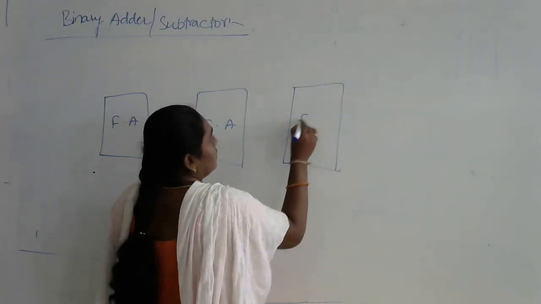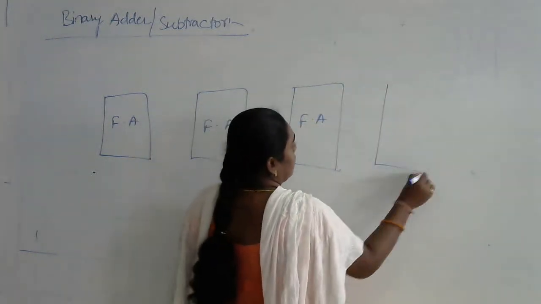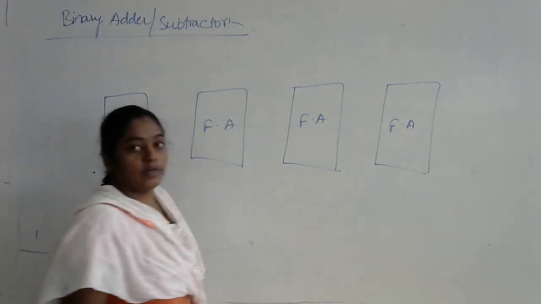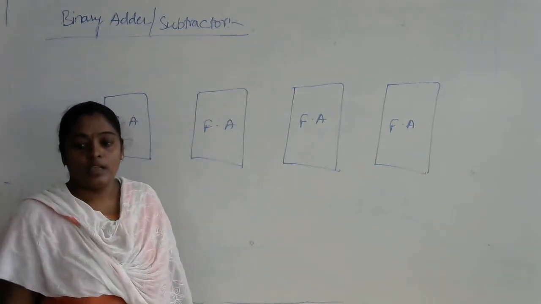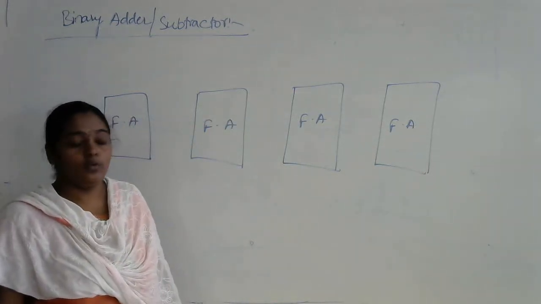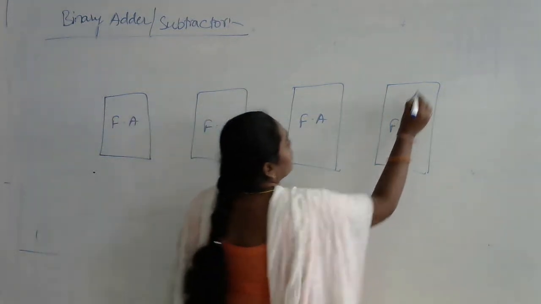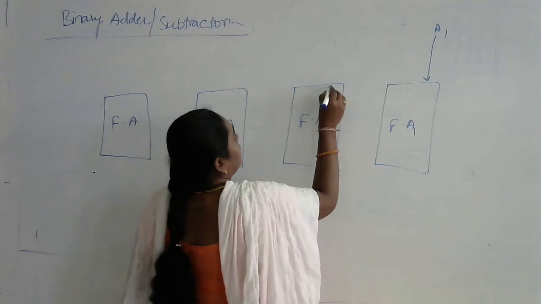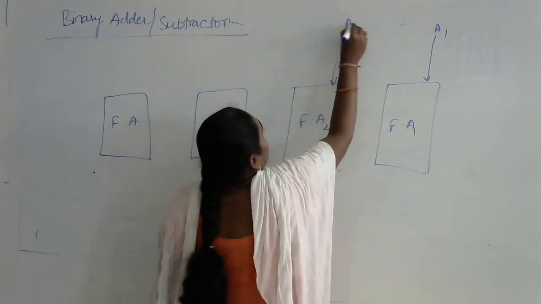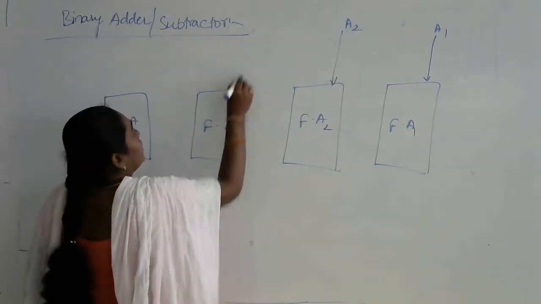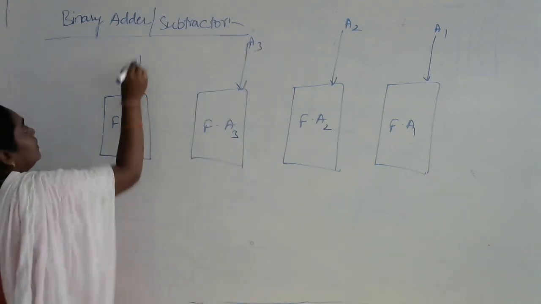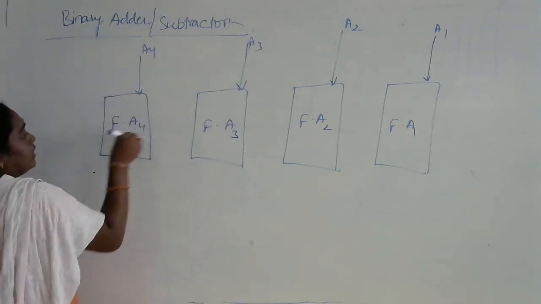As we know, the full adder consists of three inputs. All these three inputs are similar to the previous case. This is full adder 1, so the corresponding input is A1. This is full adder 2, input is A2. Full adder 3, input is A3. A4, and this is full adder 4.